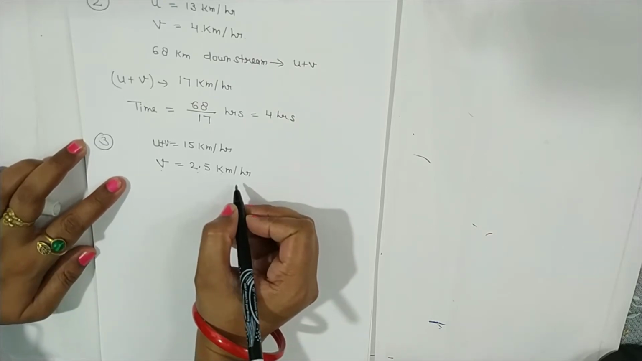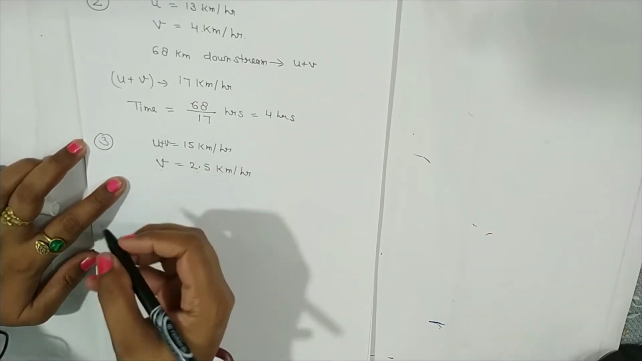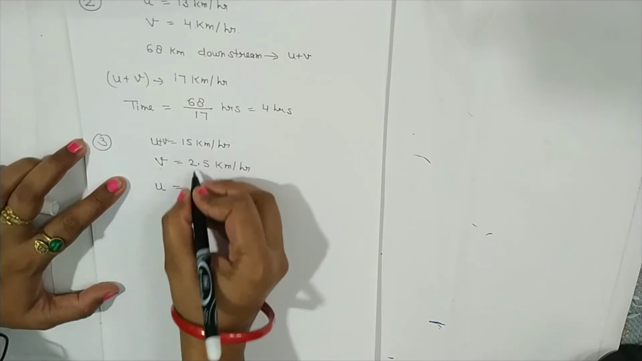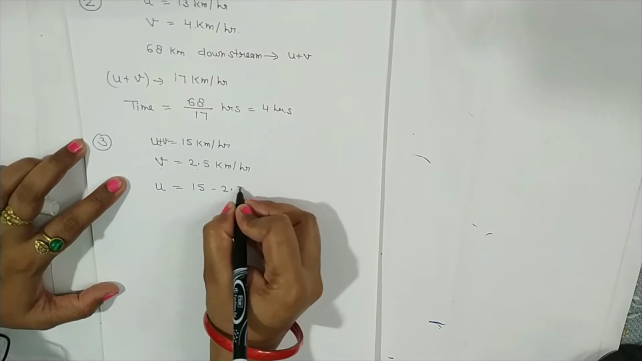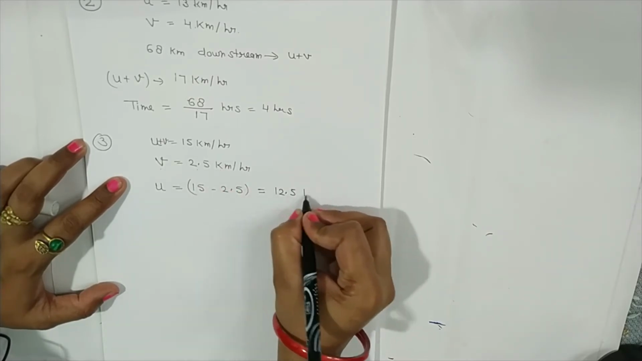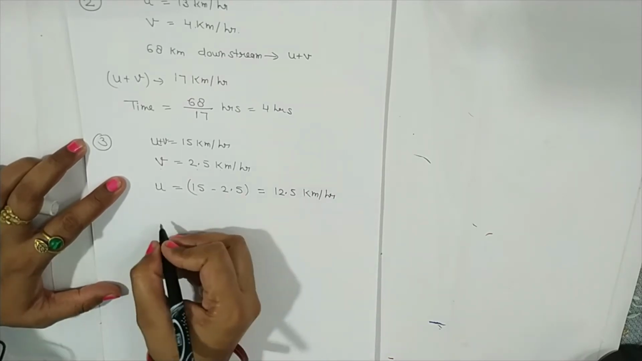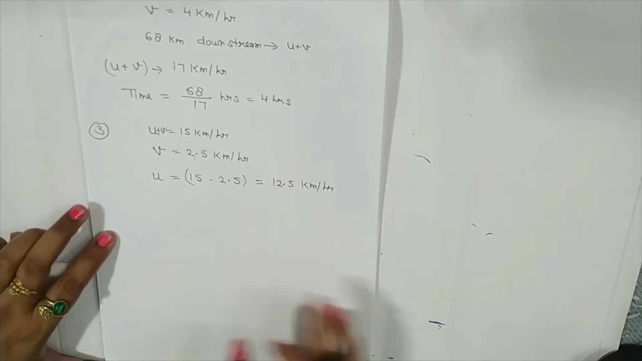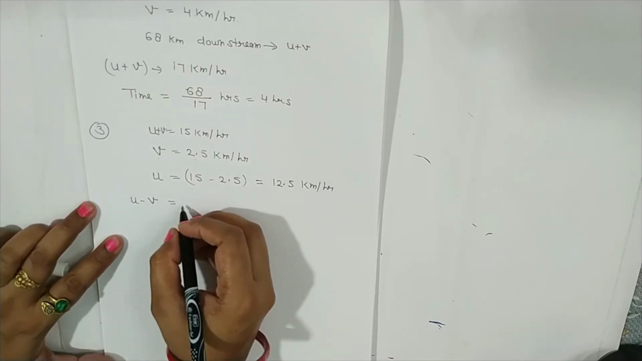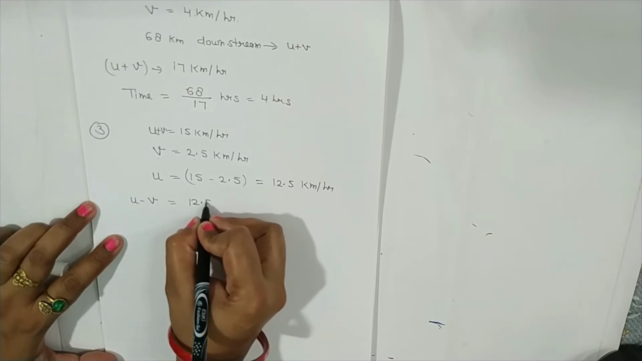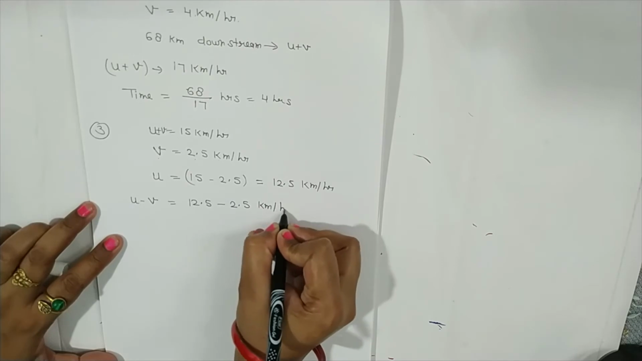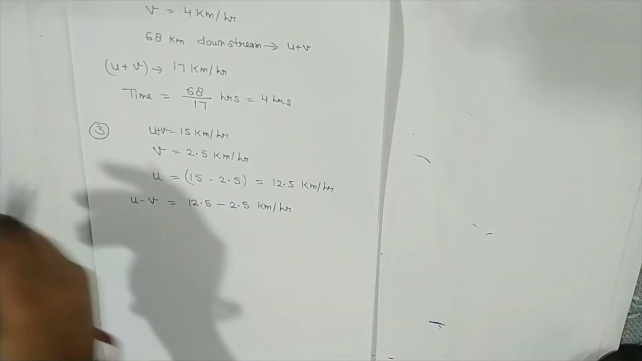So, first we have to find the speed of the man. Here u is equal to 15 minus 2.5, so it will be 12.5 km/h. Now the man's rate against the current means we have to find u minus v. So, it will be u, which is 12.5, minus v, which is 2.5 km/h.